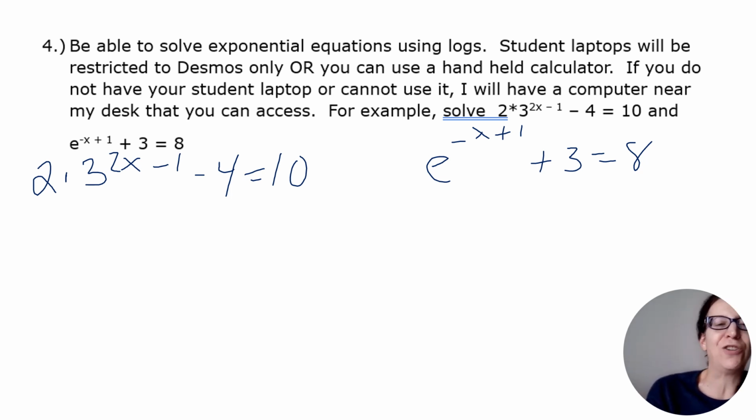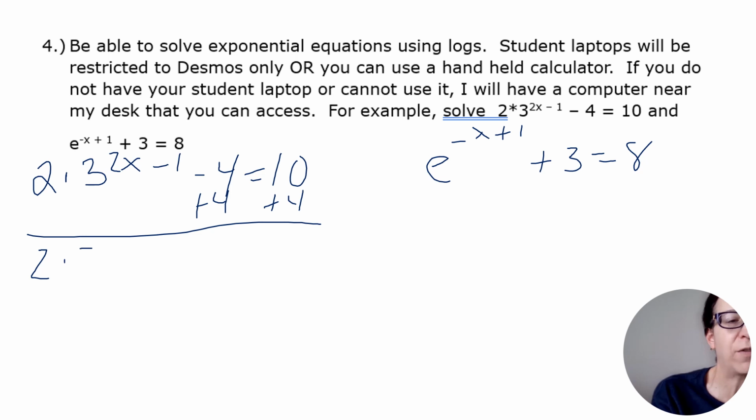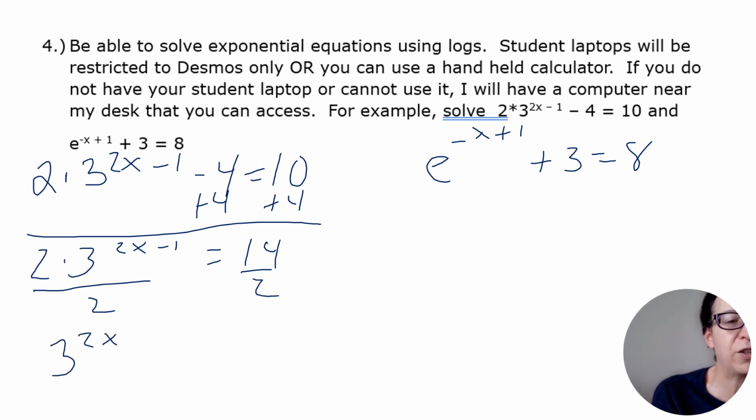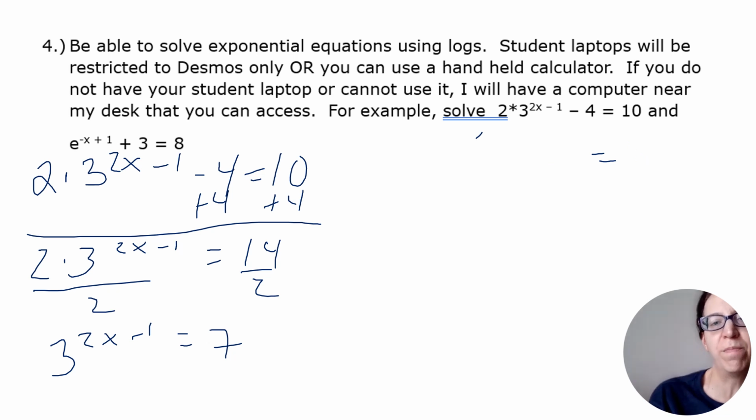And before we even do that, we are going to tackle this, because if you don't deal with that adding or subtracting first, you will probably not do the division correct either. So we're going to add 4 to both sides to get 14, and then divide by 2. And that'll give us 3 to the 2x minus 1 is equal to 7. And now that I'm looking at it, there's no way I have room to work both of these out in the same space.